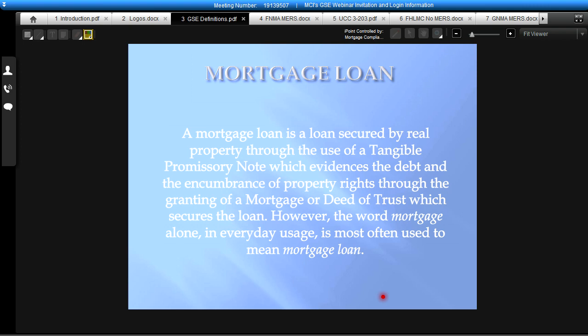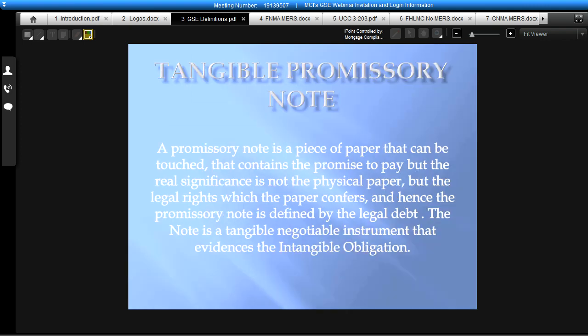Tangible promissory note. Tangible means that we can touch it. A tangible promissory note is a piece of paper that can be touched, that contains the promise to pay, but the real significance is not the physical paper, but the legal right which the paper confers. And hence, the promissory note is defined by the legal debt. The note is a tangible, negotiable instrument that evidences the intangible obligation.